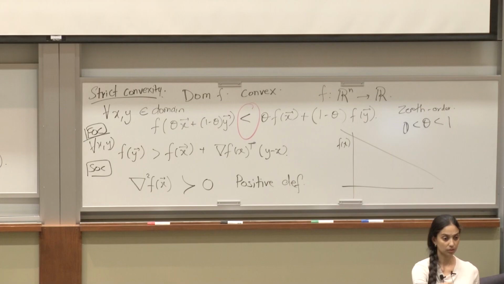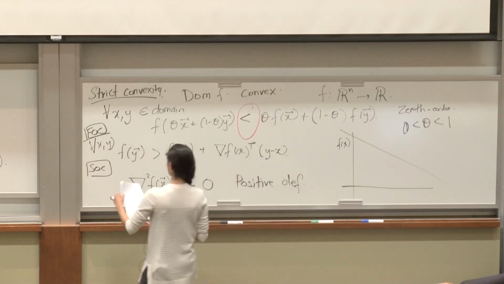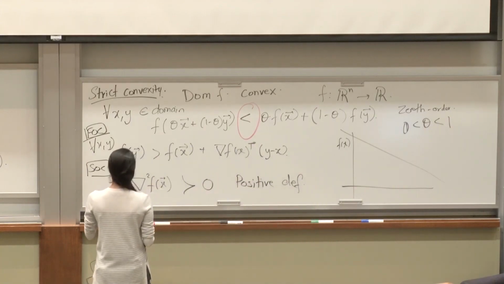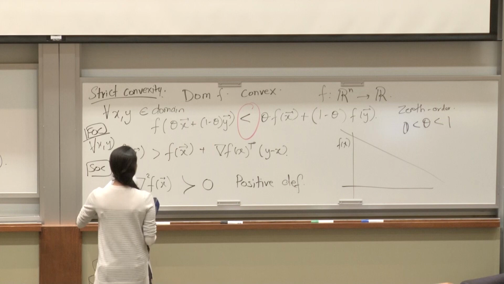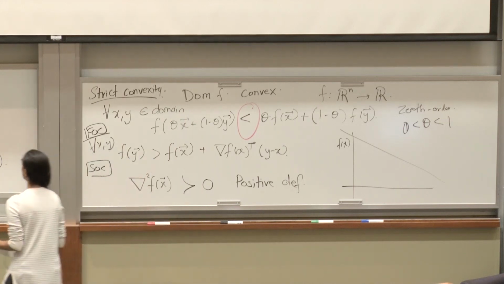Simeon, question? Yeah, I was just saying, so for strict convexity, it's always less than. For strict convexity, the zeroth order is a strict less than, yeah. That is correct.